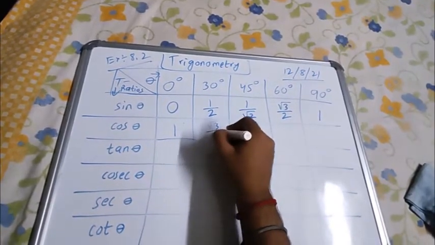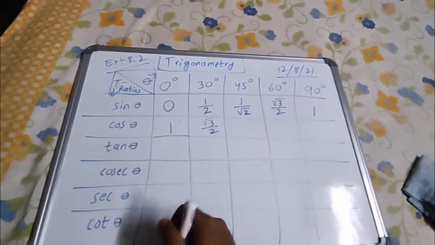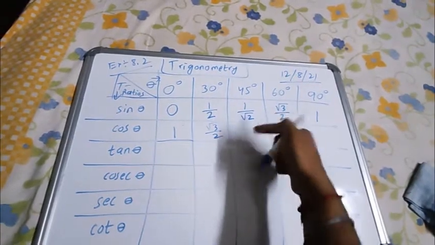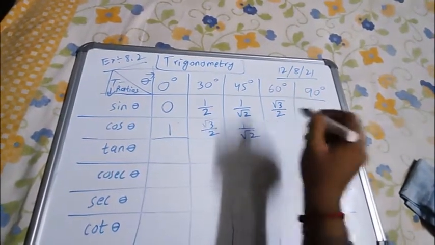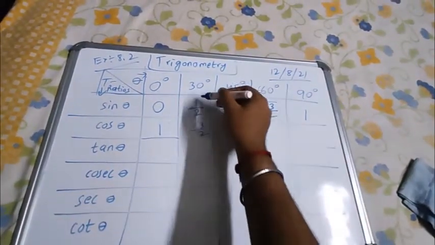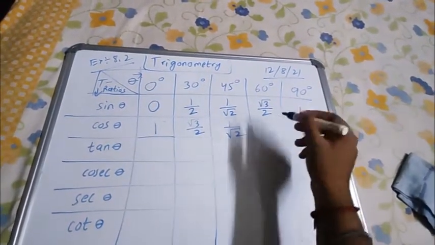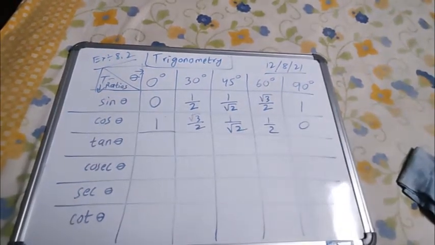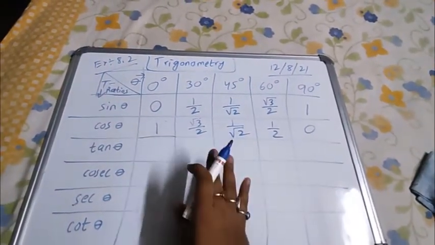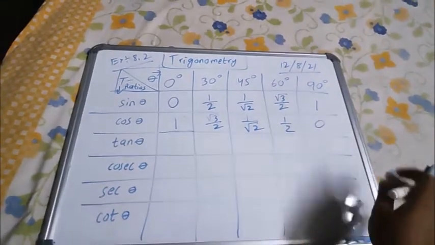Root 3 by 2. Next, 1 by root 2 will be at the same place because it is in the middle. So the middle place will be similar. It will be 1 by root 2 only. Then this 1 by 2 will come over here, and the 0 will come over here. 0. Clear? Next, now come to tan.